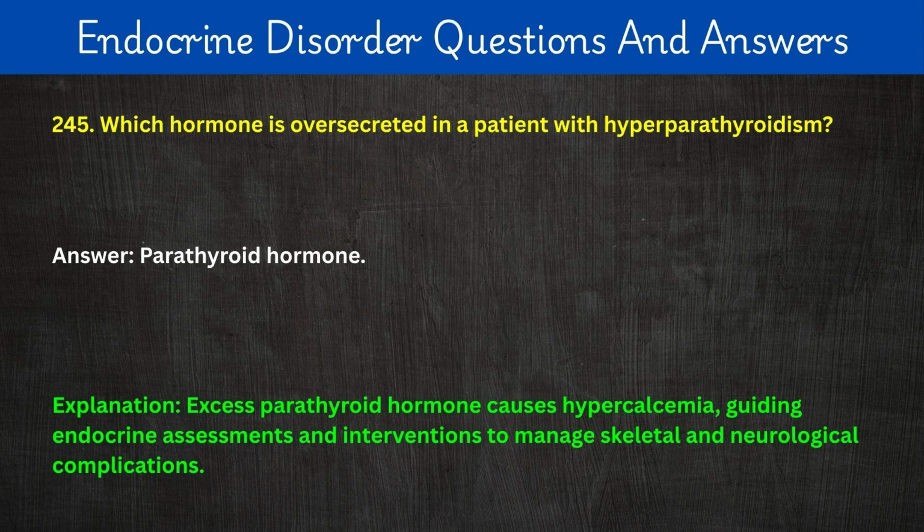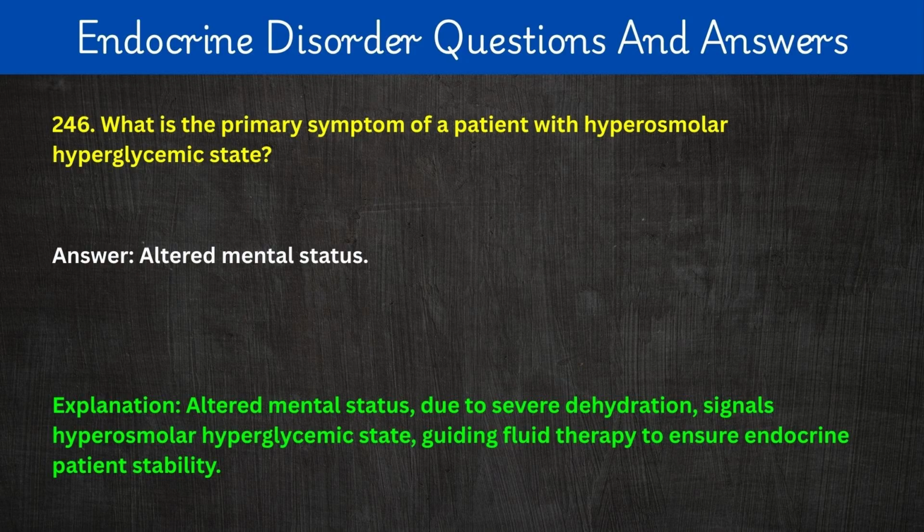245. Which hormone is oversecreted in a patient with hyperparathyroidism? Answer: parathyroid hormone. Explanation: excess parathyroid hormone causes hypercalcemia, guiding endocrine assessments and interventions to manage skeletal and neurological complications. 246. What is the primary symptom of a patient with hyperosmolar hyperglycemic state? Answer: altered mental status. Explanation: altered mental status, due to severe dehydration, signals hyperosmolar hyperglycemic state, guiding fluid therapy to ensure endocrine patient stability.